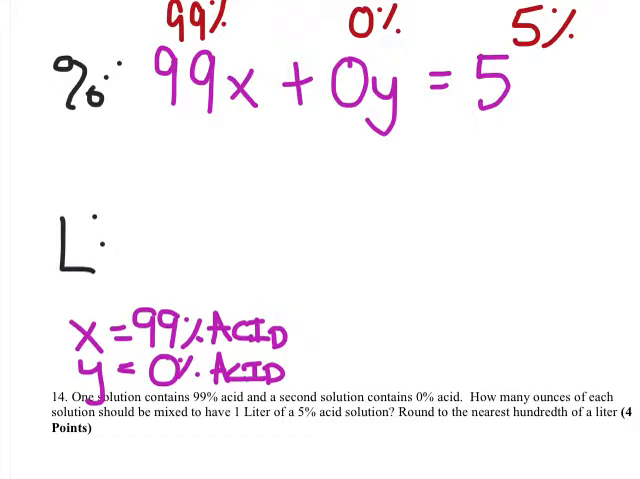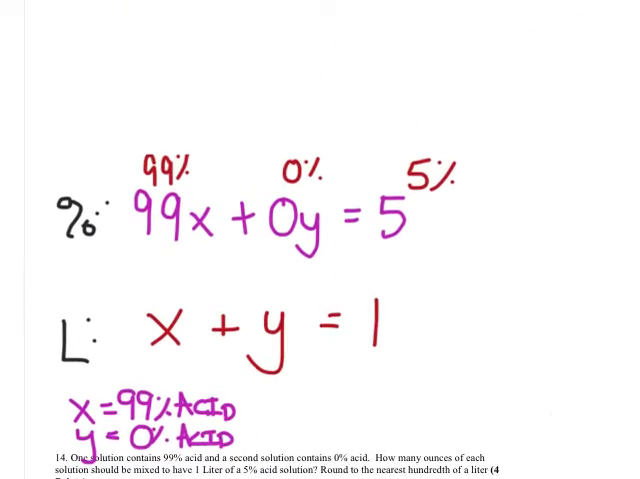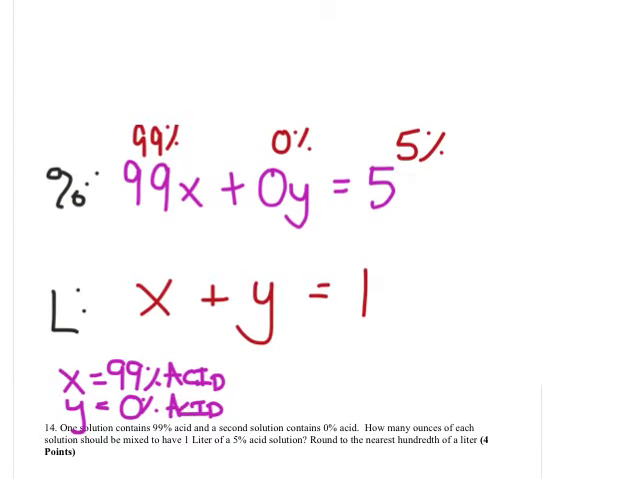And then on the other hand, we're looking at liters. We have x liters of 99% acid solution plus y liters of 0% acid solution, and that would give us 1 liter. Looking at these, as it turns out, we're not even going to have to solve it like we would a regular system, and that's okay. Because if we look at this, we have an equation where there's no y. You just have 99x equals 5. So all I did was eliminate the 0y.